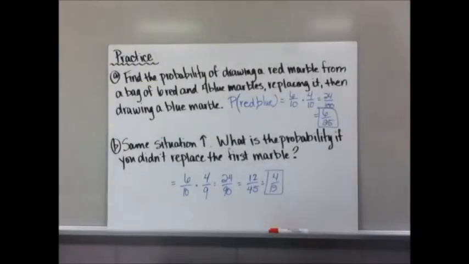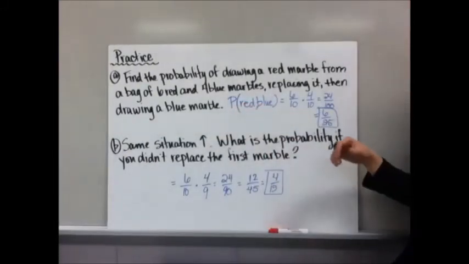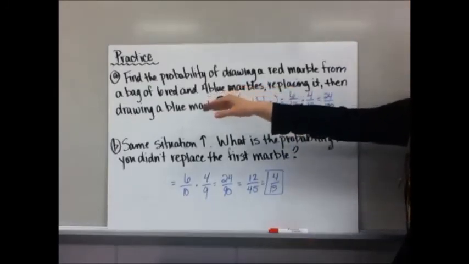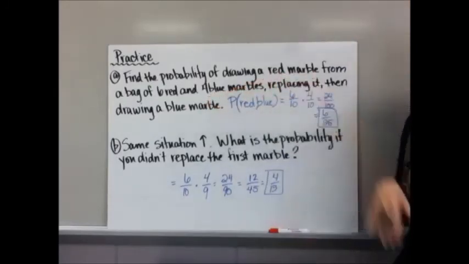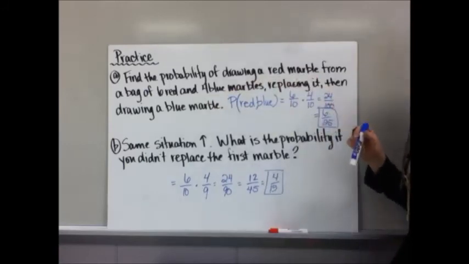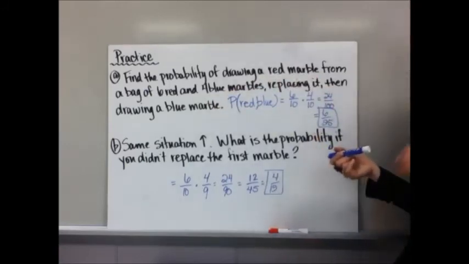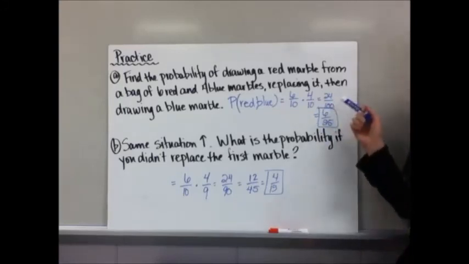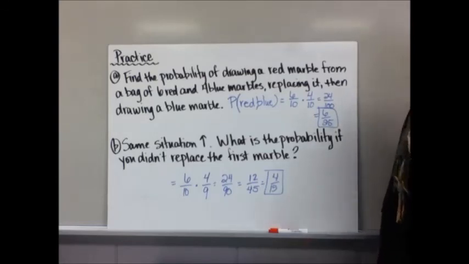So for practice A, the probability of drawing a red and a blue. The probability of the red is 6 out of 10, because I got 10 from 6 plus 4. Times the probability of the second thing happening. It said that I replaced that marble, so I'm back to 10 marbles in there. Times 4 over 10. You get 24 over 100, which reduces to 6 over 25.